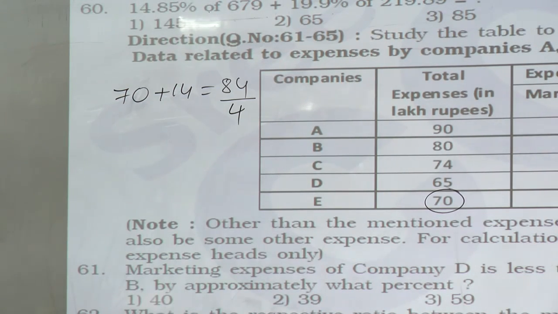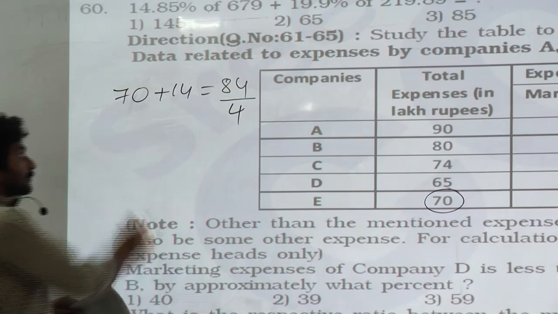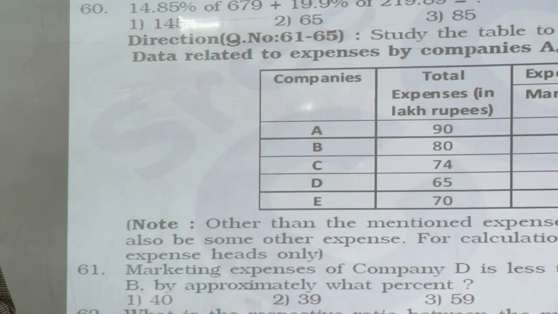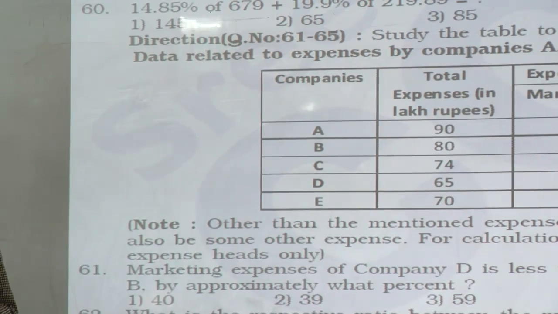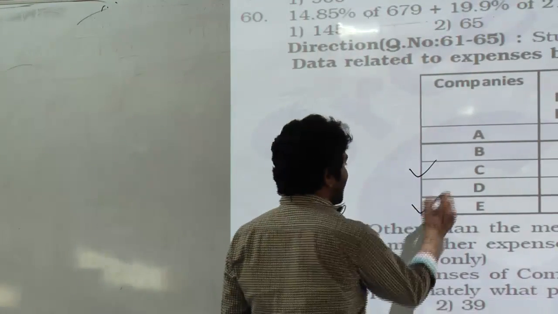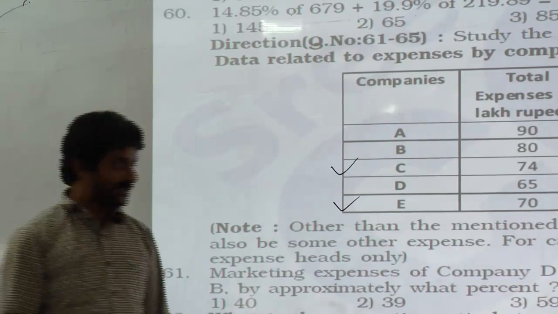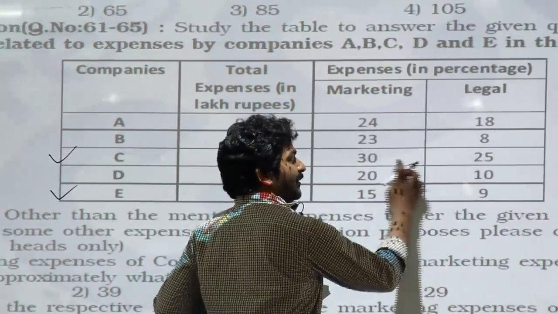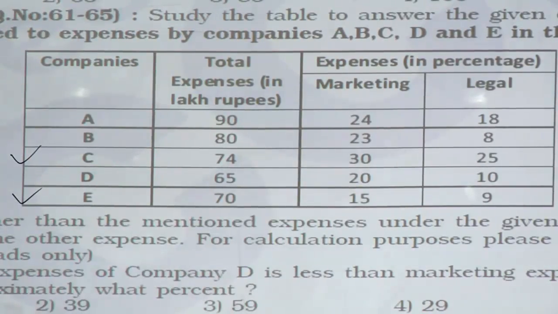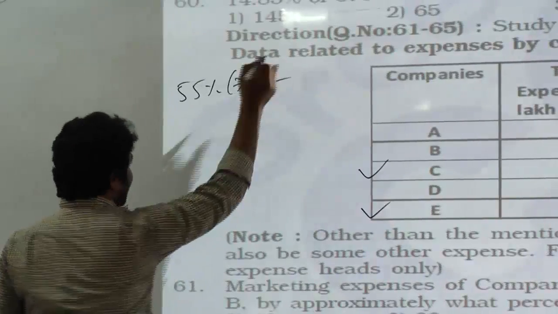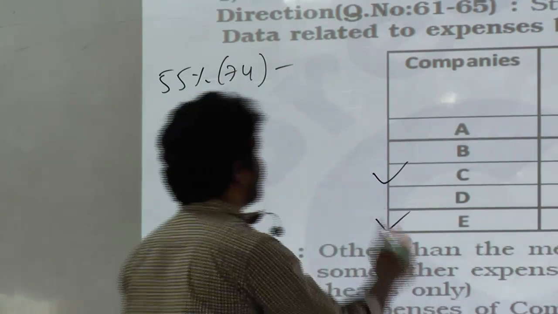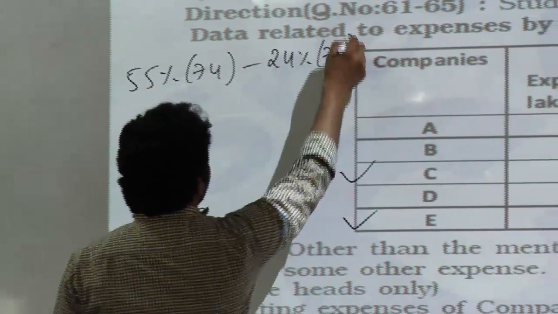65. What is the difference between total expenses made by company C in legal and marketing together and the total expenses made by the company E in legal and marketing together? C and E. We are asked about difference of total expenses. For C it is how much percent? Together, marketing and legal together, 55% of 74. It is 55% of 74 and how much percent is it? 24% of 70. So 24% of 70. You are asked about difference.